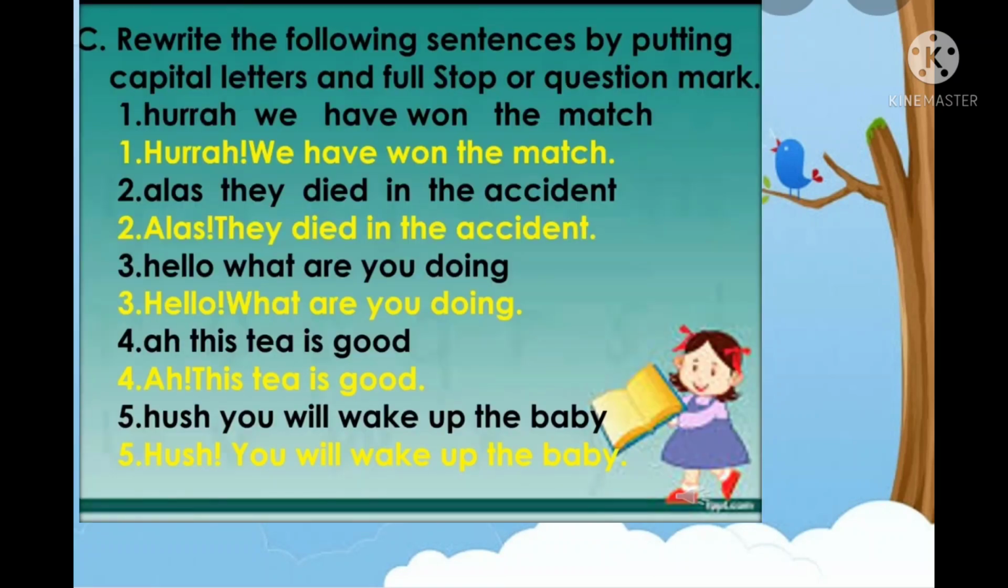Exercise C. Rewrite the following sentences by putting capital letter and full stop or question mark. First one is, hooray, we won the match. Here the word hooray expresses the feeling, so we will use exclamation mark in it. Then we will start the sentence with capital letter, that is W, and end it with the full stop.